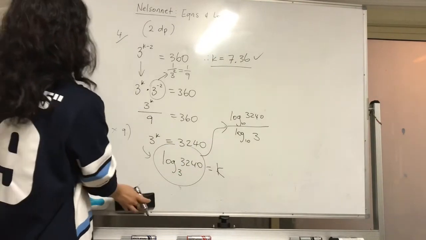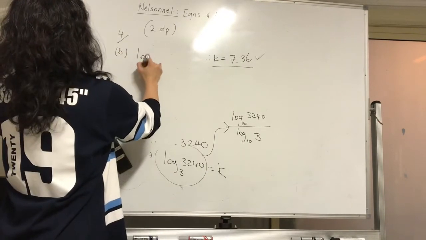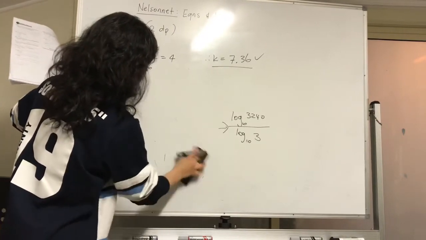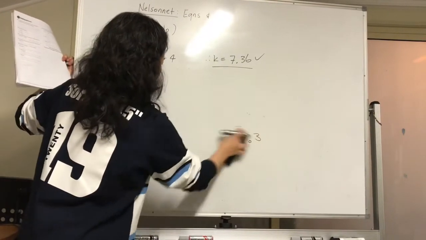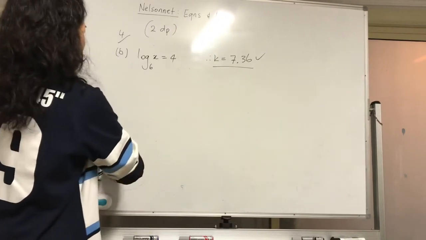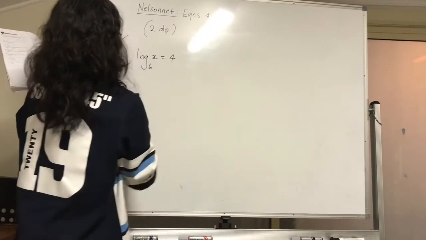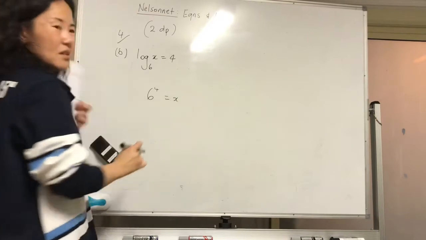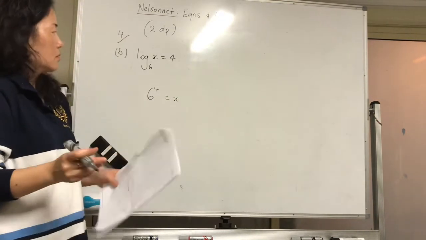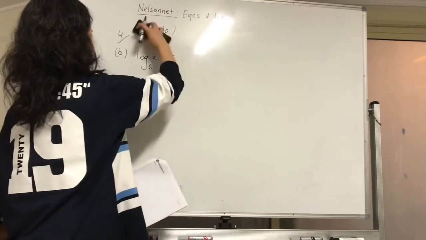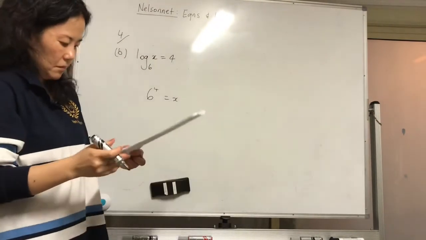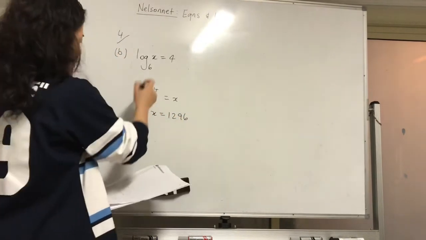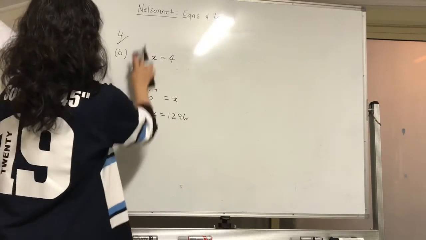Okay, so we're going to the next one. It would be log base 6 of x equals 4. Alright, this time it's in log form, so we need to change into index form. It will be a bit easier. So what would that be? Base 6, the power of 4. Oh, that's easy, isn't it? It doesn't have to be 2 decimal places. This one will be the exact number. So 1,296. Correct. This was easy, wasn't it? So in there, just change into index form.